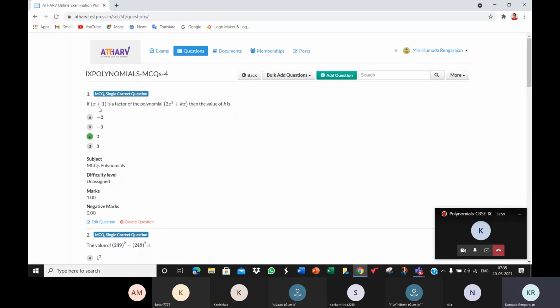You need to equate this to 0. You get x is minus 1. Next, if you call this p of x, p of minus 1 will be 0. P of minus 1 is equal to 0, which means 2 into minus 1 the whole square plus k into minus 1 is equal to 0. On solving that, you will find k is 2.